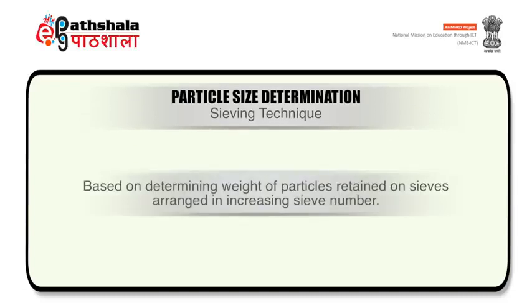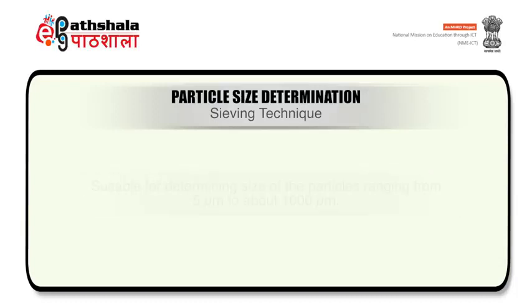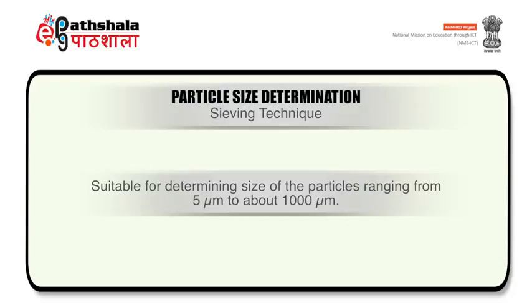Another technique which is used for determination of particle size and size distribution is sieving. This method is based on determining weight of particles retained on the sieves arranged in increasing sieve number. This method is suitable for determining size of the particles ranging from 5 microns to about 1000 microns.